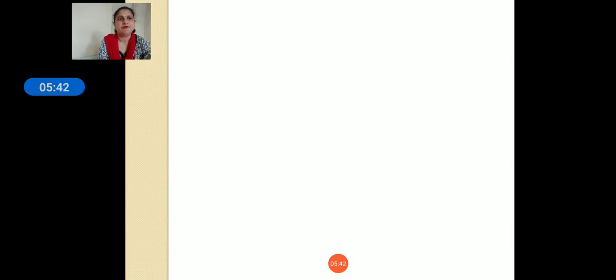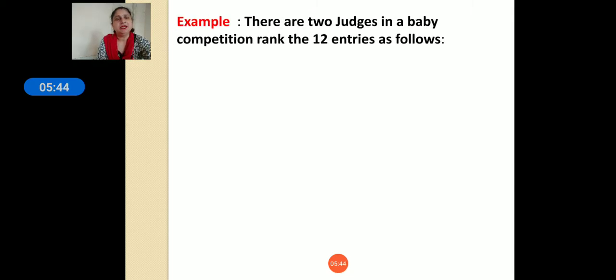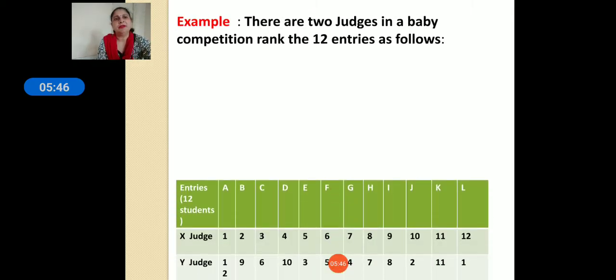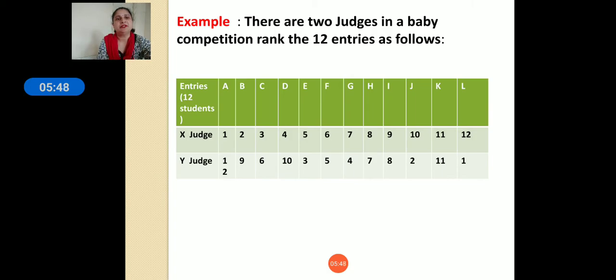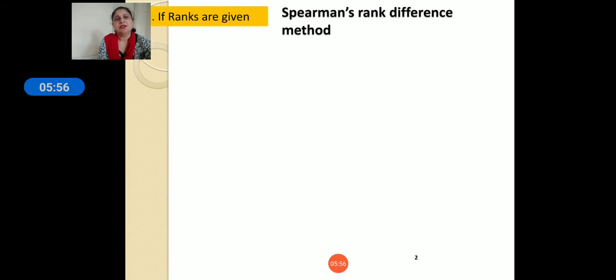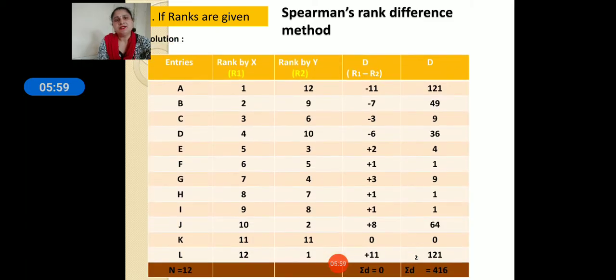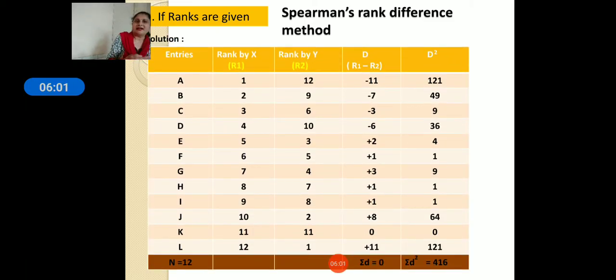Now we shall take up one numerical example. In the given question, 12 babies are there and judges have given them different ranks, and we have to find out the correlation between the ranks given by both the judges. Now see how we will do it. First we will put the ranks, that is R1 and R2. R1 is given by judge X and R2 is given by judge Y.